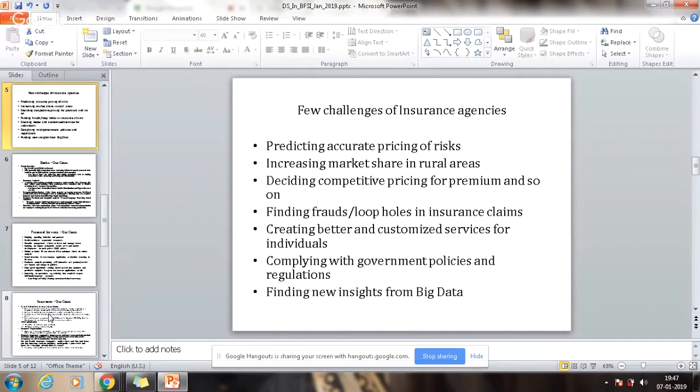Second thing is, insurance agencies are trying to spread their arms in the rural areas. Then there are different challenges, not just the money. The challenge is also to educate people in rural areas about why they need insurance. That also comes under what kind of analysis they can do, so that in a simplified way they can explain to the rural areas why insurance is very important.